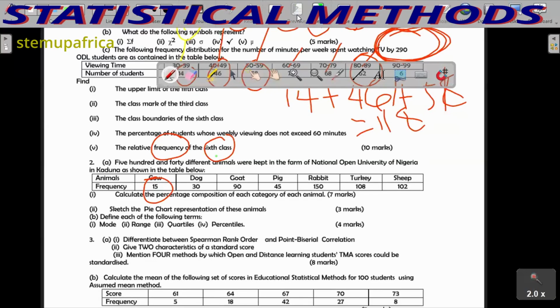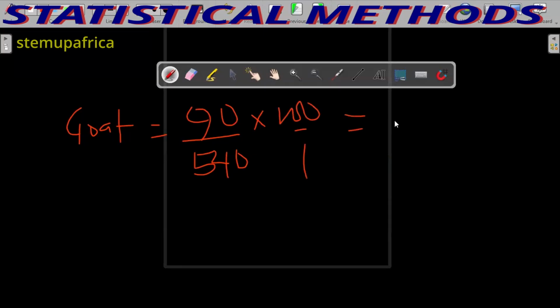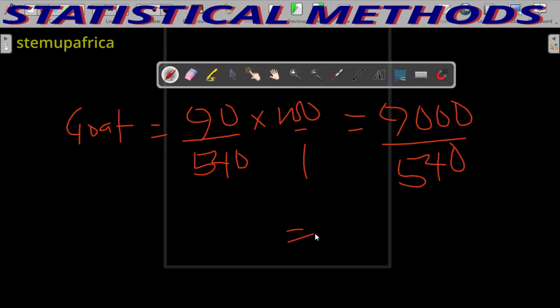The next one is the goat, which is 90 goats. For goats, the number of goats is 90 over 540 times 100 over 1, which is 9,000 over 540. If I divide 9,000 by 540, that will give us 16.67%. That is for goats.